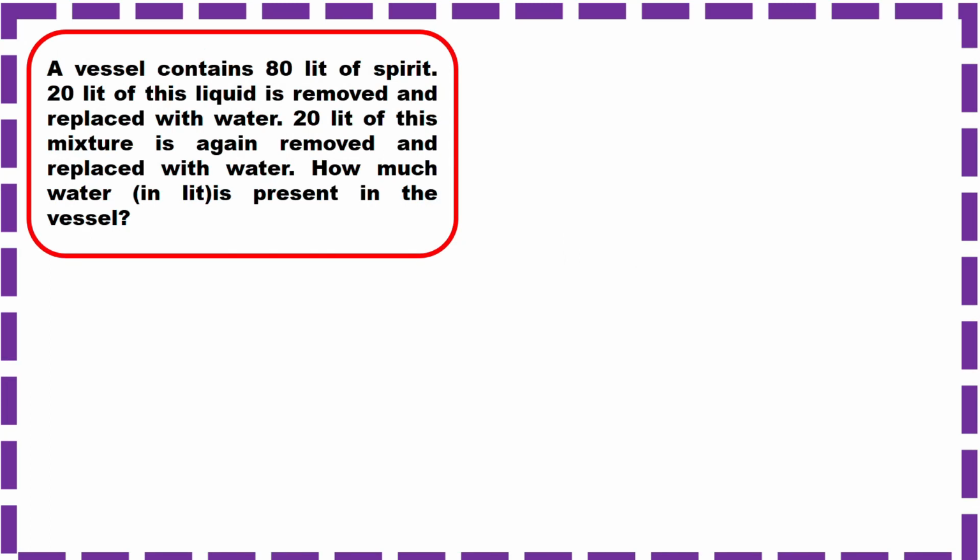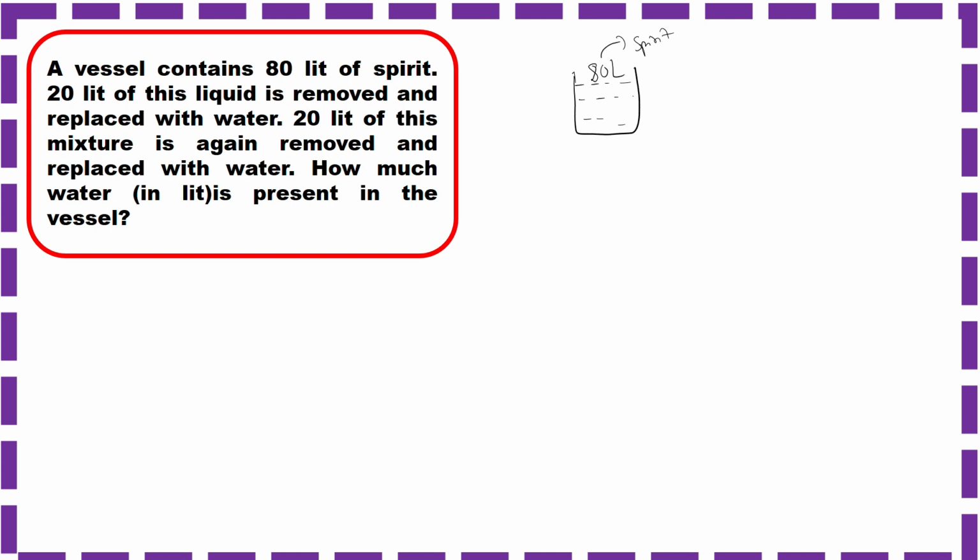So the first question is: a vessel contains 80 liters of spirit, 20 liters of this liquid is removed and replaced with water, 20 liters of this mixture is again removed and replaced with water. How many liters of water is present in the vessel? See, we have a vessel. What is the meaning of this? We have a vessel and it contains 80 liters of spirit, right? 80 liters of spirit.